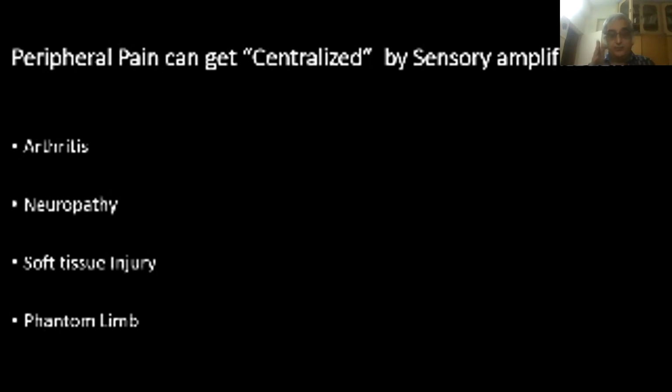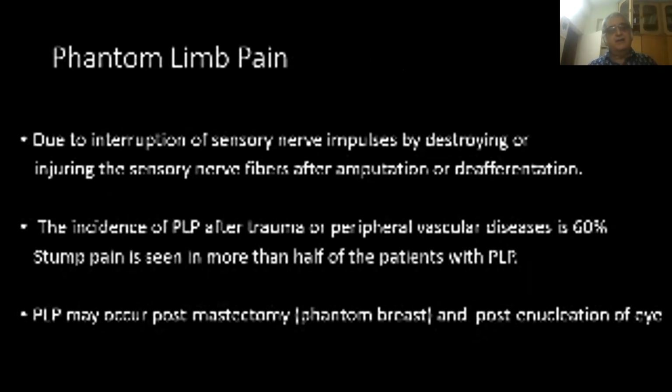And the best model to prove this concept that peripheral pain can become central is the phenomenon of phantom limb. Phantom limb is that even when you have amputated a limb, the patient continues to have pain of that limb, even though the limb is not there, because in his brain there is a memory of that pain. Even when you have cut the limb, that memory and that circuit still persist, and the patient continues to have pain due to interruption of sensory nerve impulses by destroying or injuring the sensory nerve fiber after amputation or deafferentation. And the incidence of phantom pain is 60%.